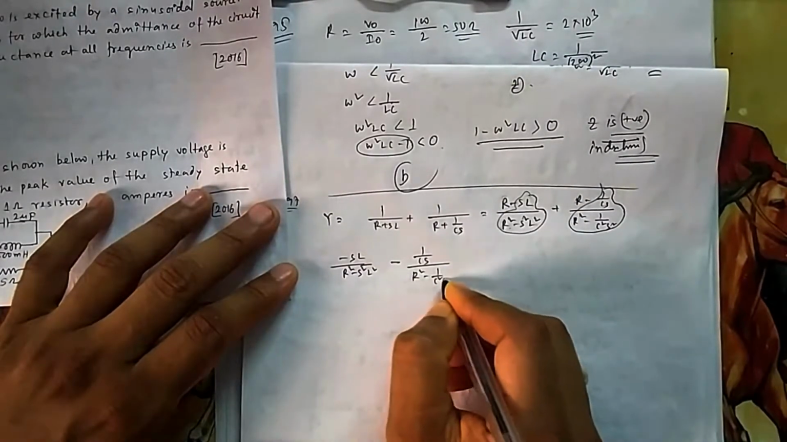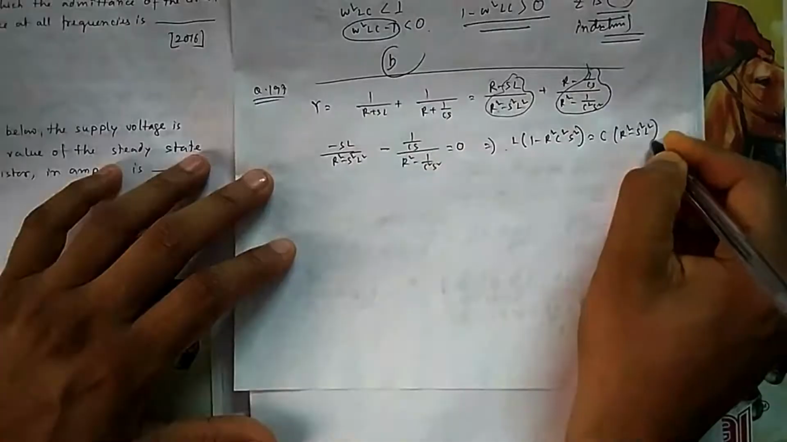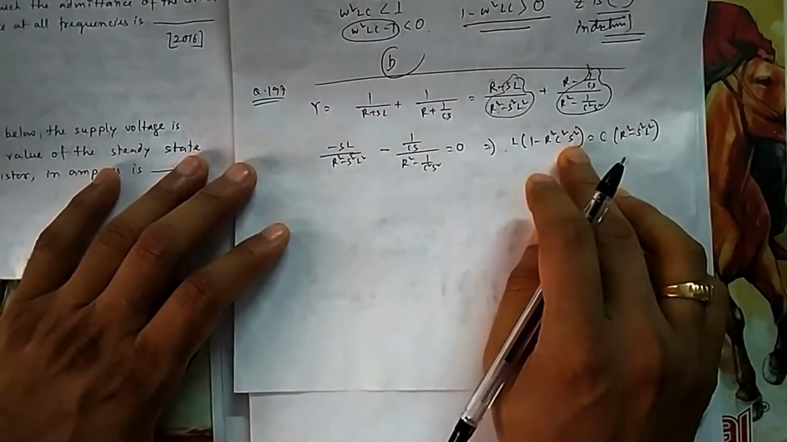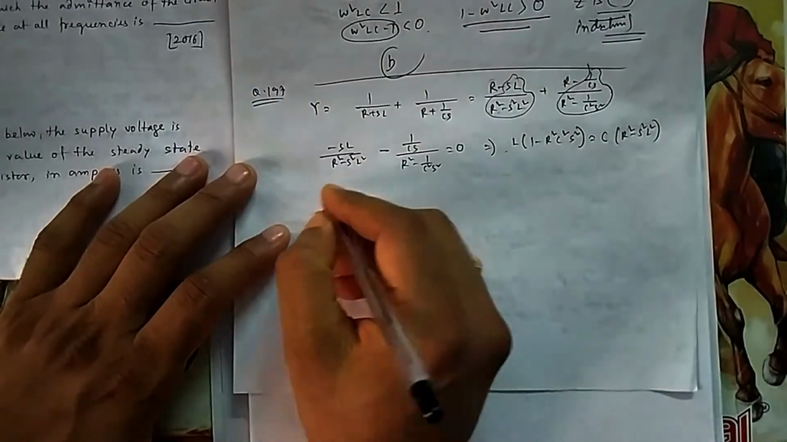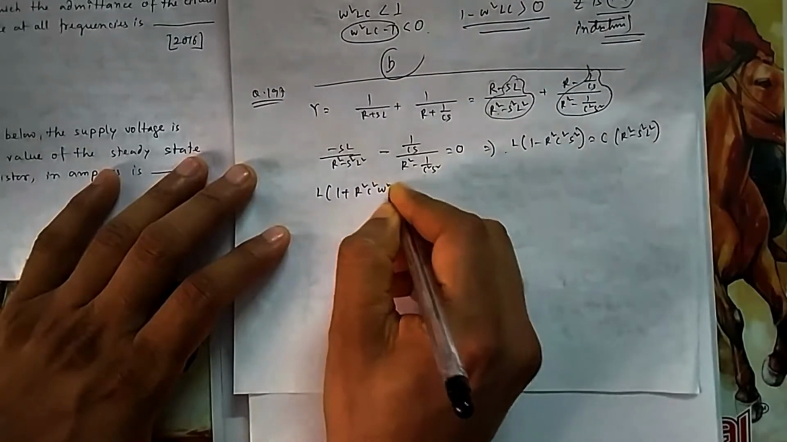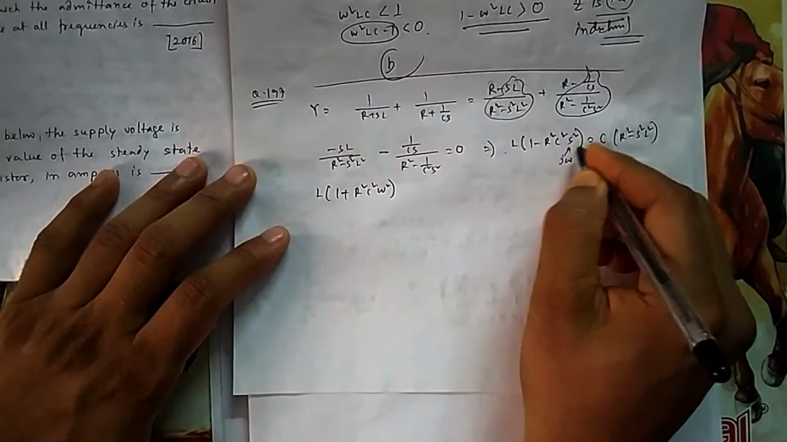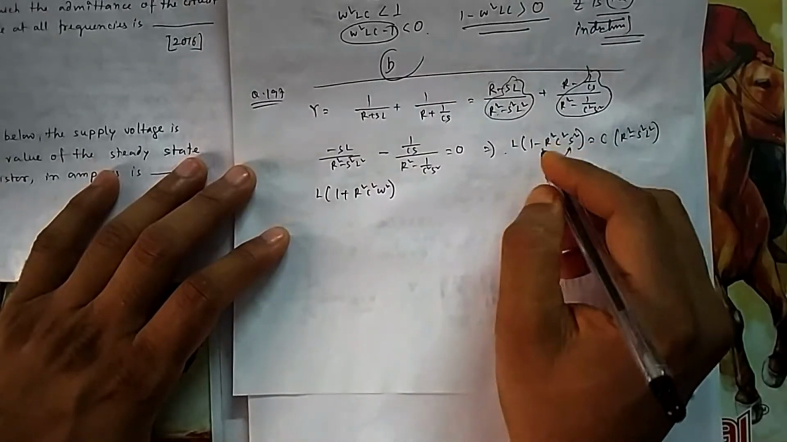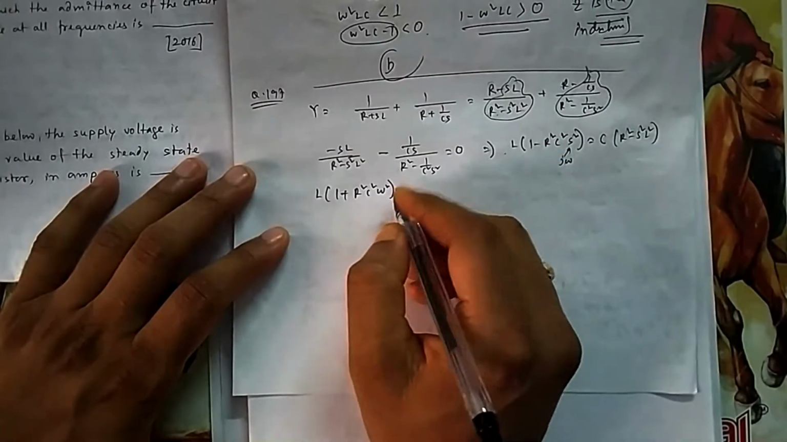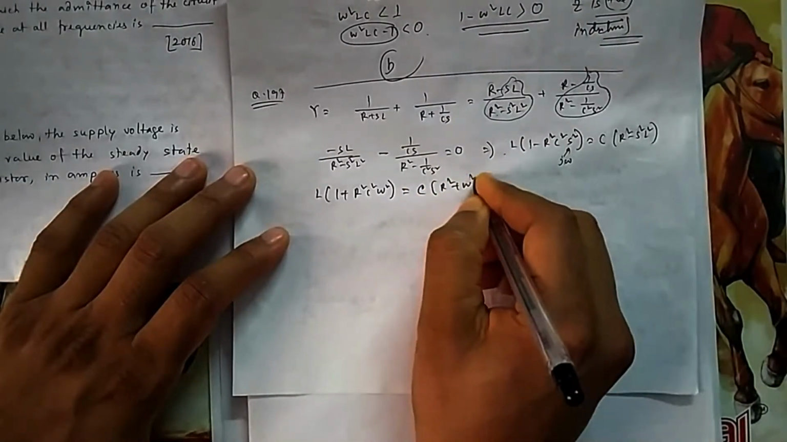Now if you can simplify this one, I think you can easily simplify it. Finally you will arrive at this. Now you put S equal to j omega, so it will look like 1 plus R square C square omega square. In place of S I am putting j omega. So j square will give minus 1, plus 1, and this is equal to C into R square plus omega square L square.